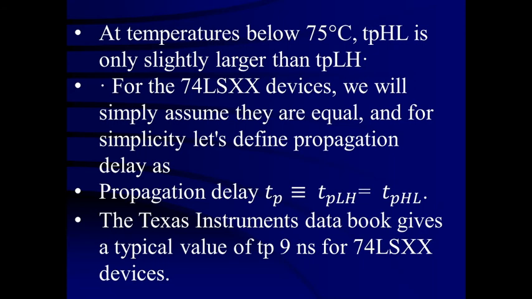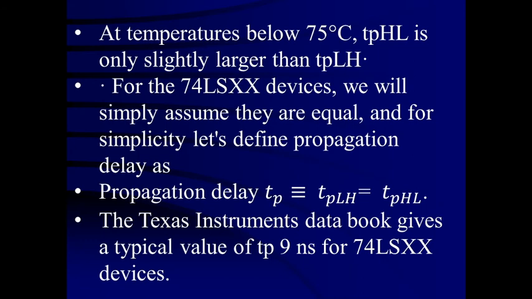Rise time is nothing but TPLH. So when the output is changing from low to high, that time may be slightly shorter, but TPHL, when the output is changing from high to low, is slightly larger below 75 degrees Celsius. But they are almost equal and we consider them to be the same. For 74LS XX devices, we will simply assume they are equal, and for simplicity, let's define the propagation delay time TP equal to TPLH, which is almost equal to TPHL.